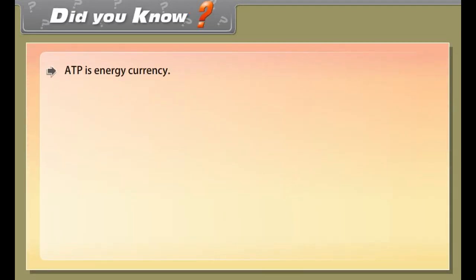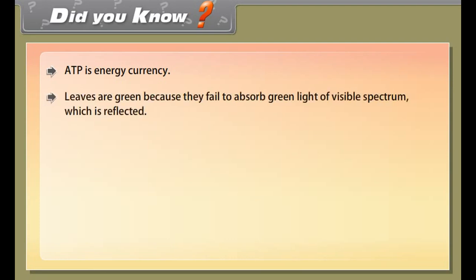Did you know? ATP is energy currency. Leaves are green because they fail to absorb green light of the visible spectrum, which is reflected. Blue and red light are best for photosynthesis.